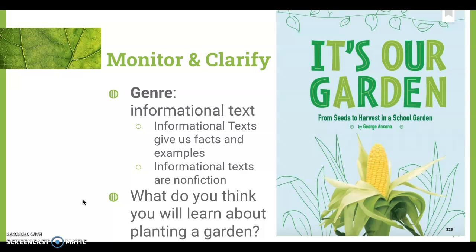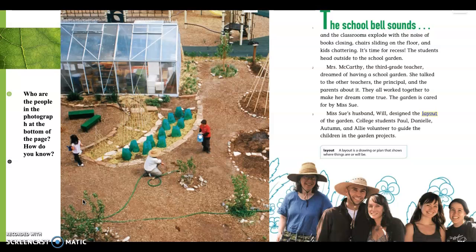Well, I see it says From Seeds to Harvest in a School Garden. So it sounds like we're going to be learning about a school's garden. So probably students are the ones planting and harvesting what grows in the garden. And as I read, I'm going to be looking to answer this question. Who are the people in the photograph at the bottom of the page? How do you know? Well, let's see.